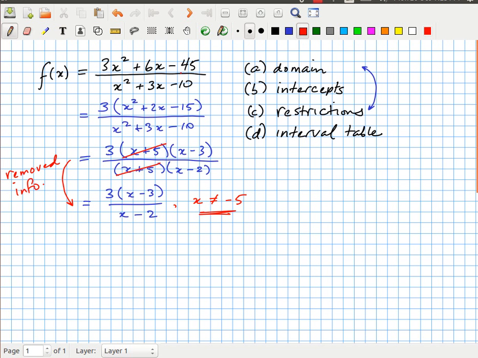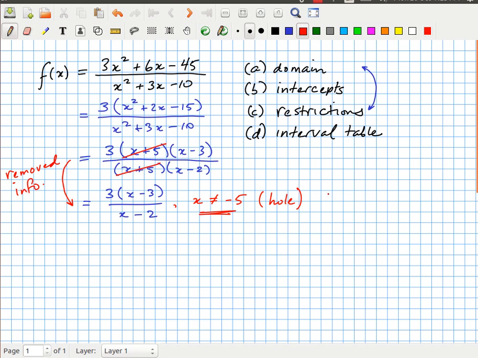So the graph of this original function is going to look exactly the same as this simplified function, but we have to beware of the fact that at x equals negative 5, we are going to have a hole. Now, if you wanted to, you could go ahead and substitute that in and find out where exactly the hole is. And so since we're talking about that, why don't we go ahead and do that right now? So we've got our hole here at x equals negative 5.